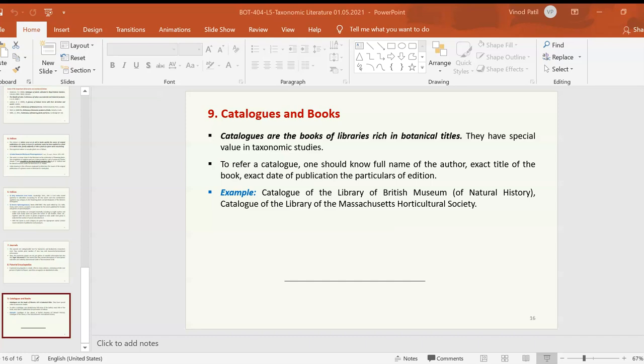So, what did we study today? The taxonomic tools or the taxonomic literature in the form of floras, manuals, monographs, periodicals, dictionaries and glossaries, indices, and in the form of catalogs and books.